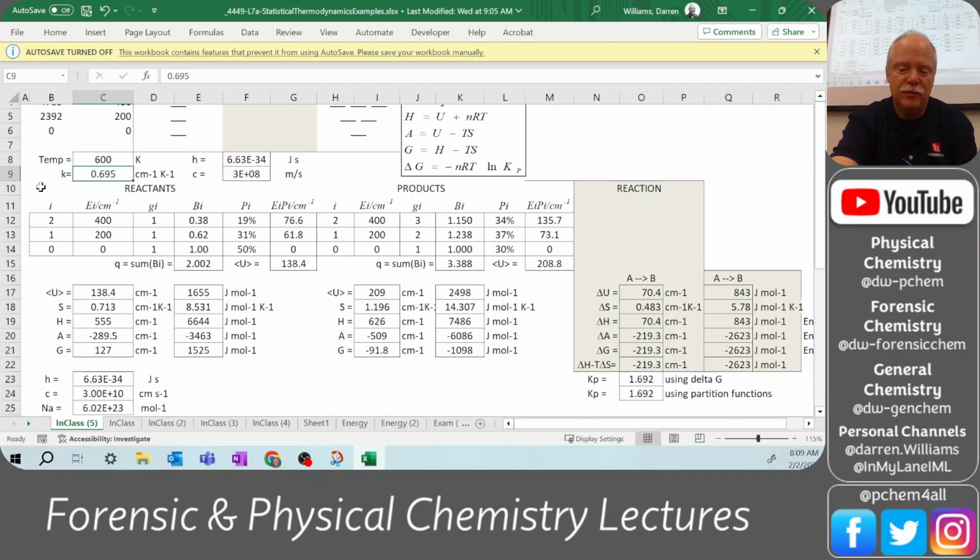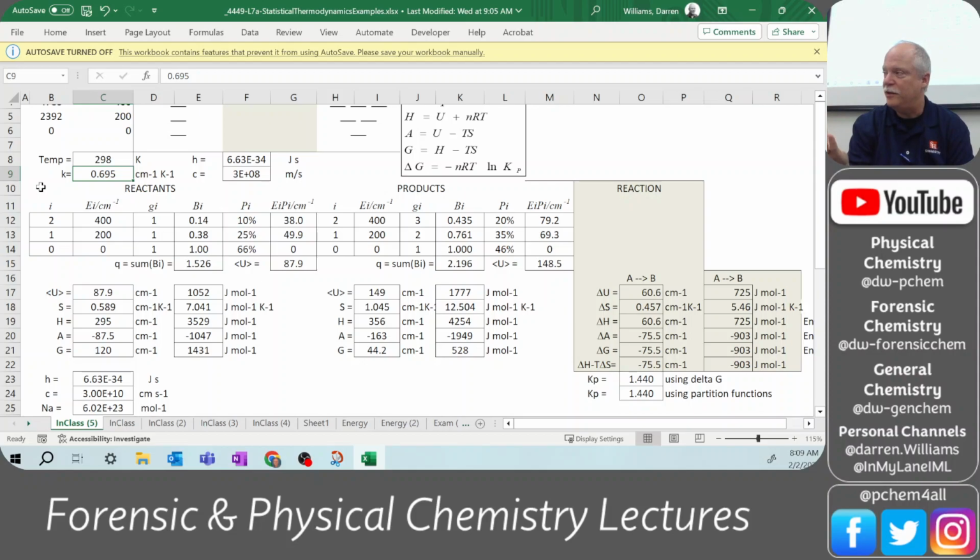So then let's go lower. We were at 298, so our Gibbs energy is negative 75, and our equilibrium constant is only 1.4. I'm just trying to give you a feel for how reactions work. It's an endothermic reaction, but it is spontaneous at this temperature. So let's cool it down.